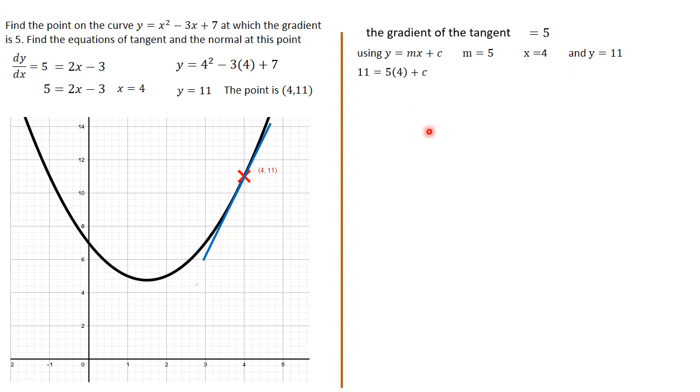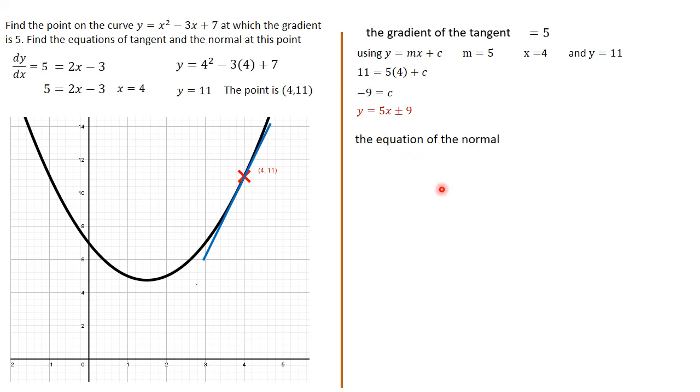Therefore, put these values in the formula. You get c is negative 9. We have 11 minus 20. Yes, c is negative 9, and therefore you can solve that particular one there. This should not be plus or minus, it should be minus 9. Therefore, the equation should be y equals 5x minus 9. Please remove the positive, it's not right.